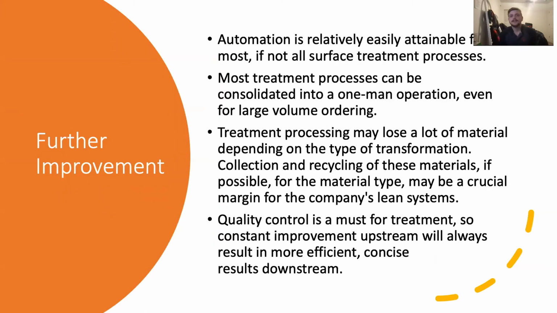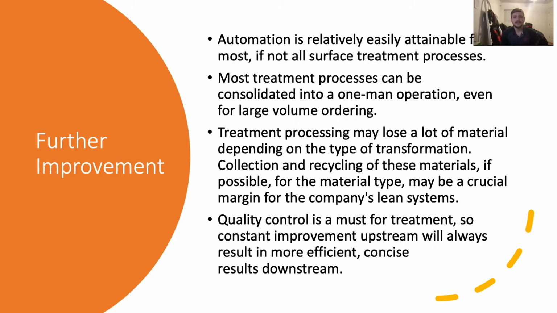After looking at some of the limitations, it's also important to look at further improvements you can find in the system. Automation is relatively easy and attainable for most surface treatment processes. So if it's an auto sprayer, auto dipper, or anything that you need to do, it's not that difficult, and there's a lot of automation out there already for it. It's not very groundbreaking. Most treatment processes can be consolidated to one-man operation. So even a large volume order that may seem like it needs a lot of people can normally be treated by just one person through this automation.